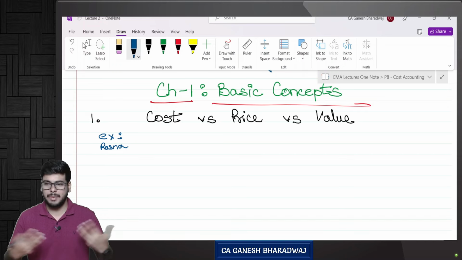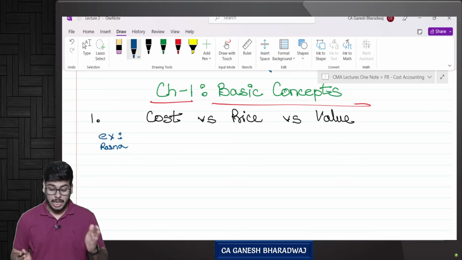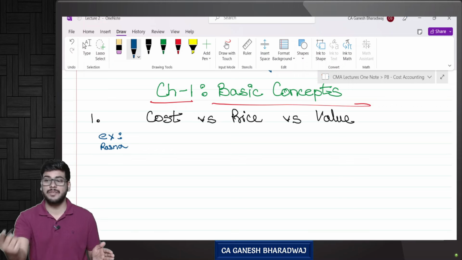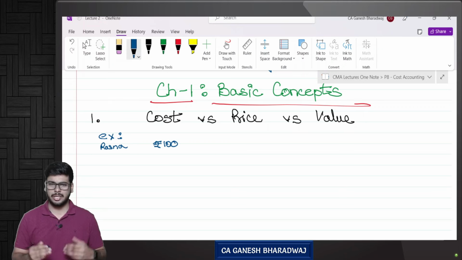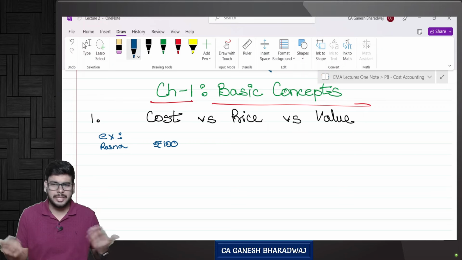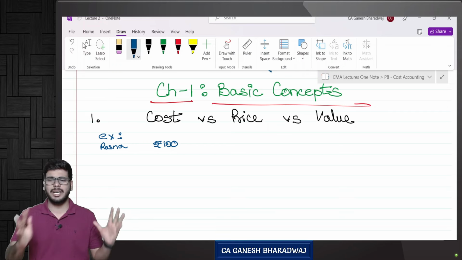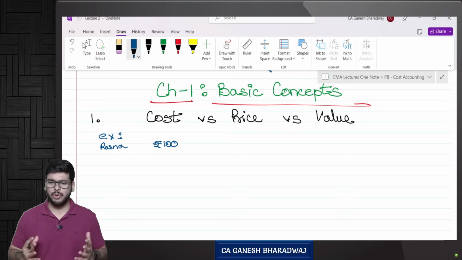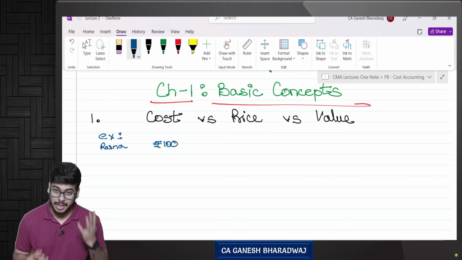Manufacturer is a person who manufactures certain things. Okay, look at this from the viewpoint of the manufacturer. Now, for him to manufacture every packet of Rasna, let us say he incurs 100 rupees. Maybe it is material cost, labor cost, direct expense, indirect expense, whatever expense he is incurring, put together. From his viewpoint, he says, sir, for me to manufacture one pack of Rasna, it is costing me 100.